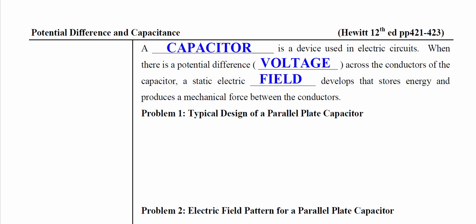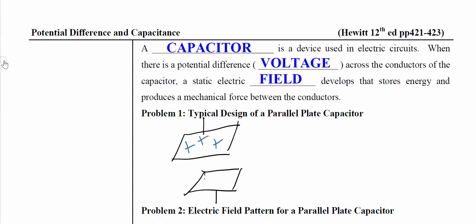And this is because of a potential difference or a voltage that is shared across the conductors of a capacitor, and the static electric field develops that stored energy, and then a force happens between those two. As we've seen in the simulations, a typical parallel plate capacitor would look something like this, with a positively charged plate and a negatively charged plate, and in between those two plates there would be an electric field that is shared between the two of them.